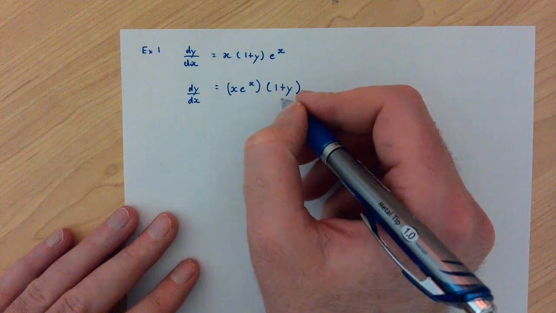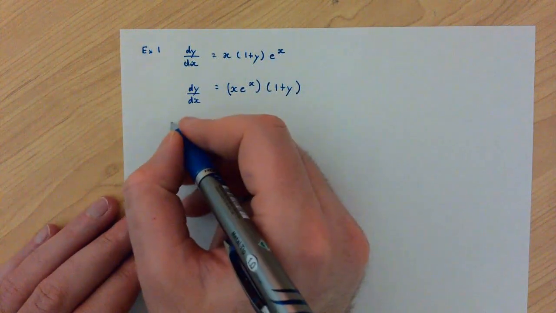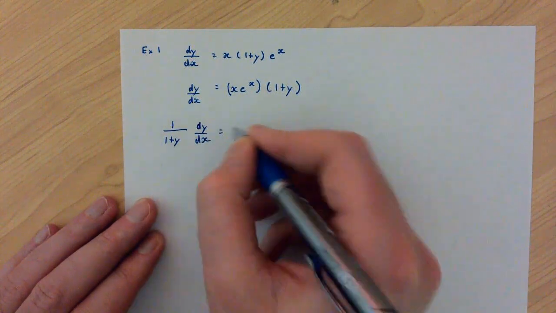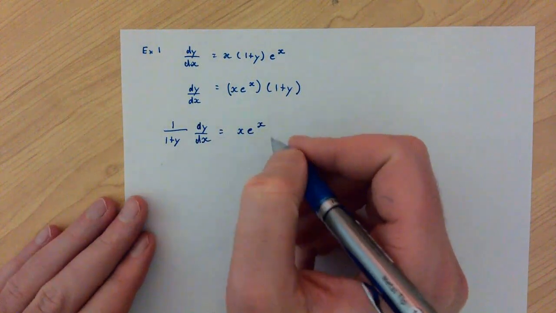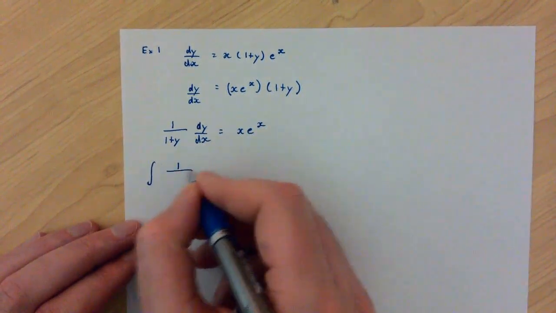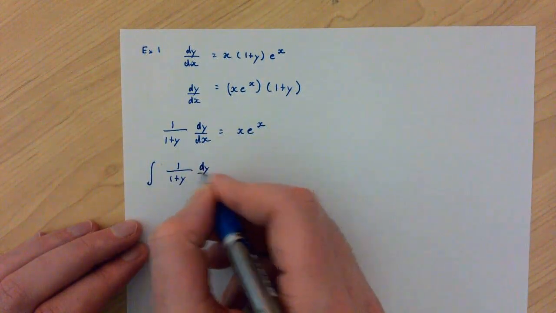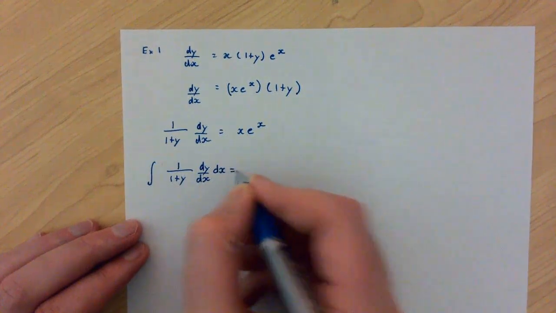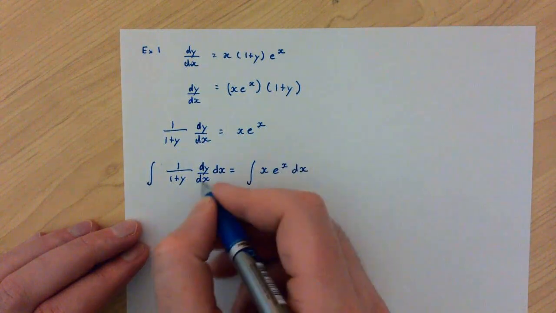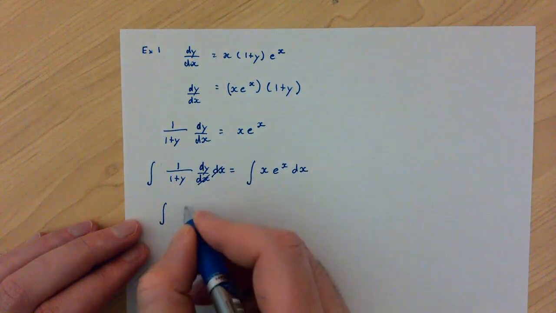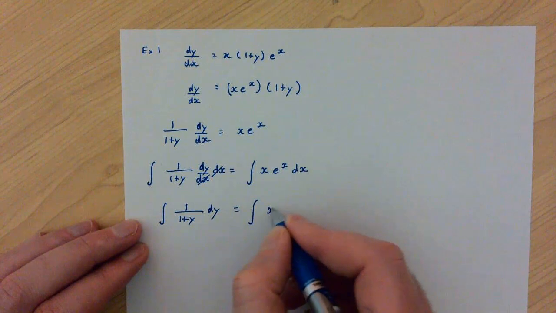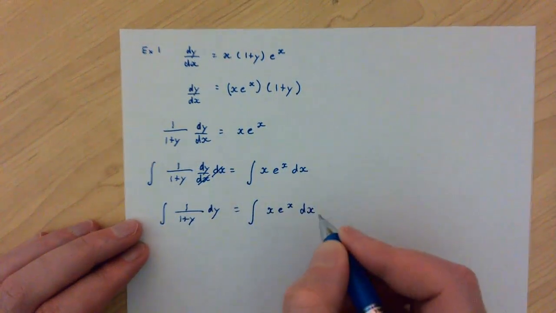So then I bring my function of y over to the other side and divide through it. So I get 1 on 1 plus y dy dx is equal to x e to the power of x. And then I integrate both sides with respect to x. So I integrate 1 on 1 plus y dy dx with respect to x equals the integral of x e to the power of x dx. The dx's cancel, and so I'm integrating 1 on 1 plus y with respect to y and x e to the power of x with respect to x.